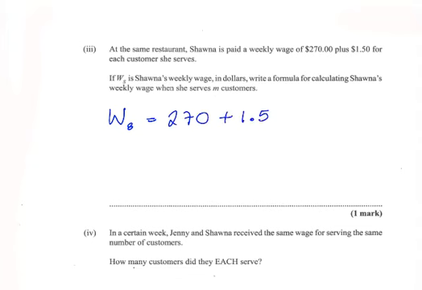Now, if I know the amount of money I earn for serving one customer, I can find out the amount of money I would earn for serving any other number of customers by multiplying. So the amount of money extra that she's going to earn for serving M customers is 1.5M. And so the formula, let's ensure that that doesn't look like a subscript, for calculating Shauna's wage is WS is equal to 270 plus 1.5M.